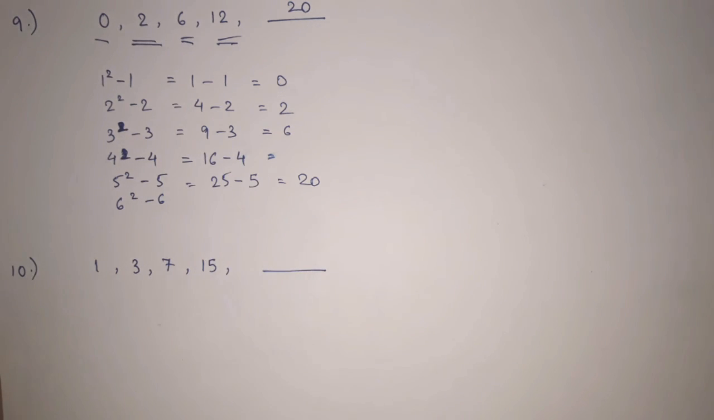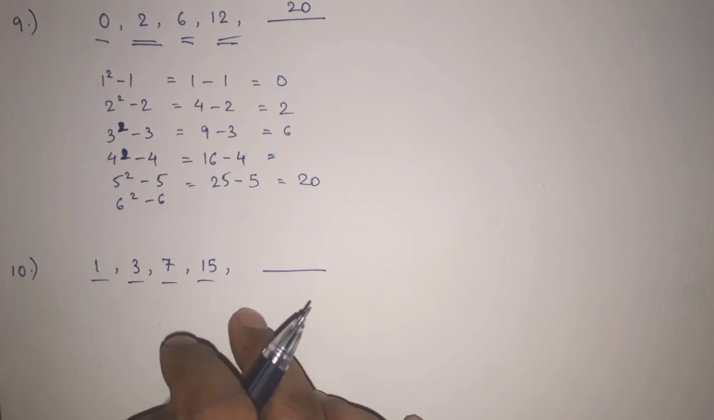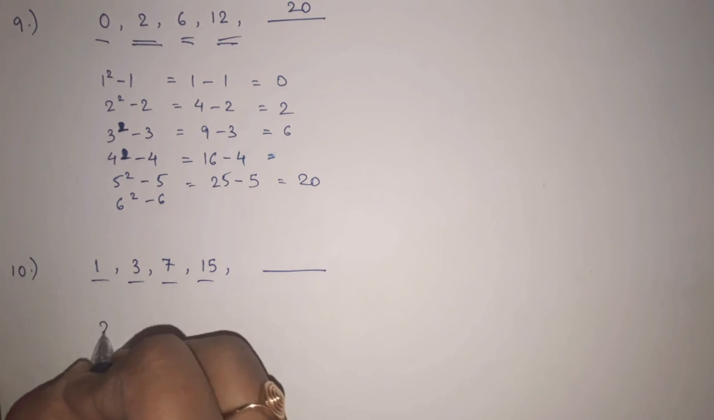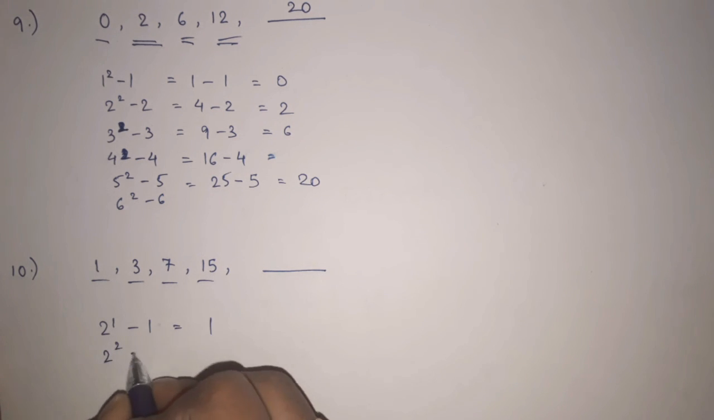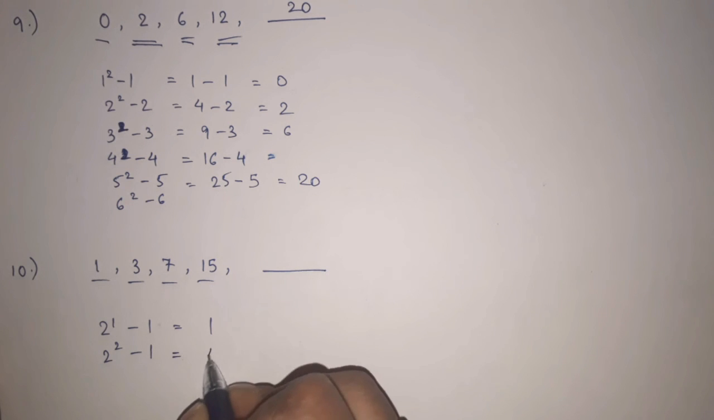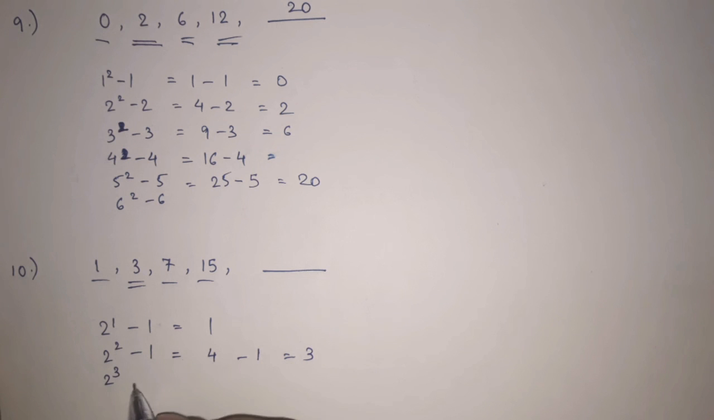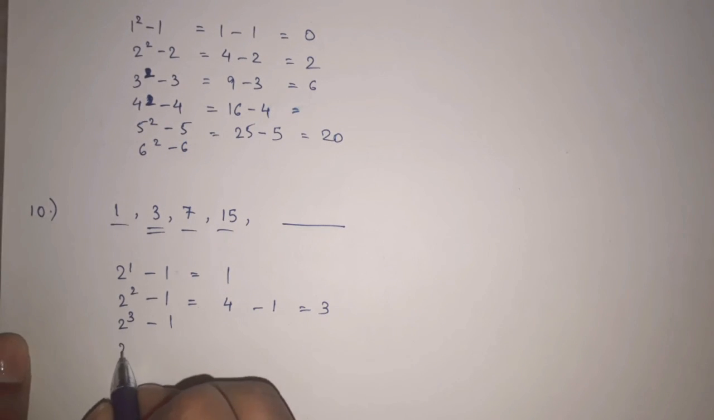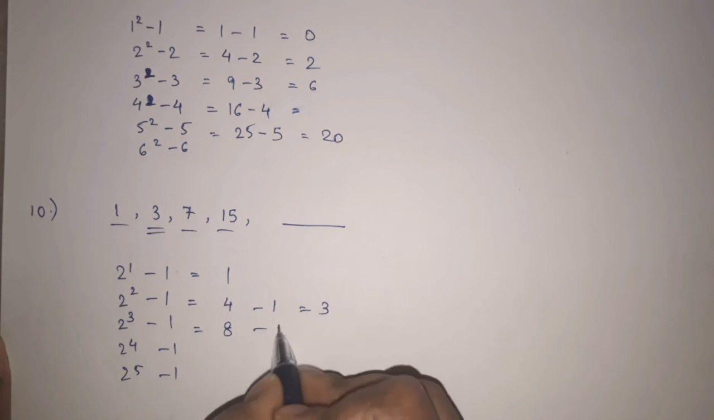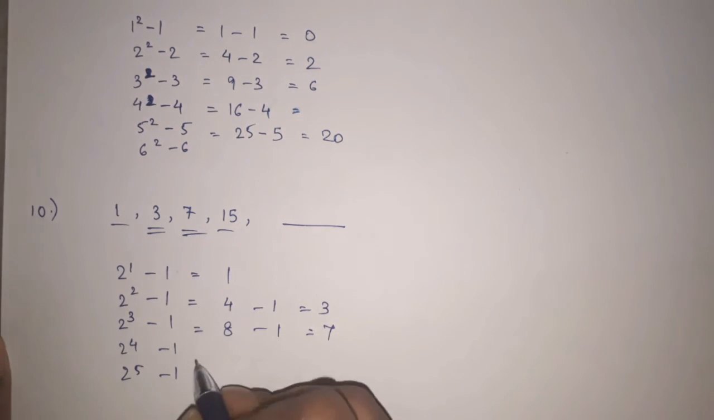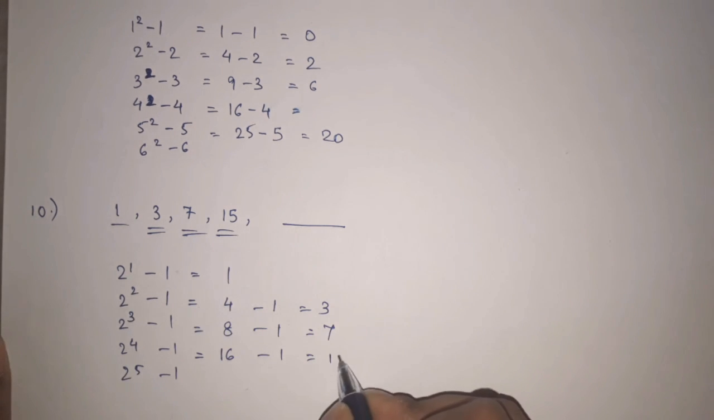If you see, this is also quite similar, but here the pattern is: this one is 2 raised to 1 minus 1, which is 1. This is 2 raised to 2 minus 1, that is 4 minus 1 equal to 3. Similarly, you get the pattern 2 cube minus 1, 2 raised to 4 minus 1, 2 raised to 5 minus 1. So here 8 minus 1 is 7. We already have 7. Yes. 2 raised to 4 is 16 minus 1, yes, this is 15.